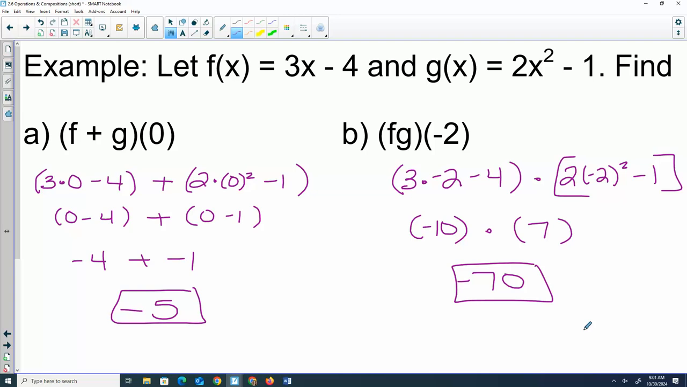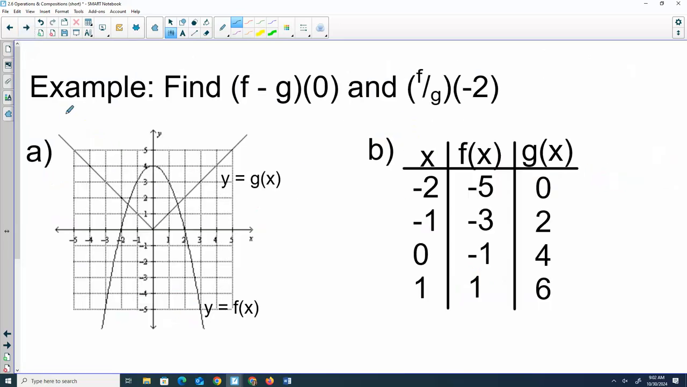Okay, so just make sure you watch the operation. The previous one was plus, f plus g. This was f times g, so we were multiplying the answers. I could also ask you to do f minus g or f divided by g. Okay, you just plug the number into both and add, subtract, multiply, or divide your answers. I want to do the same thing, but instead of giving you the functions, I want to give you graphs.